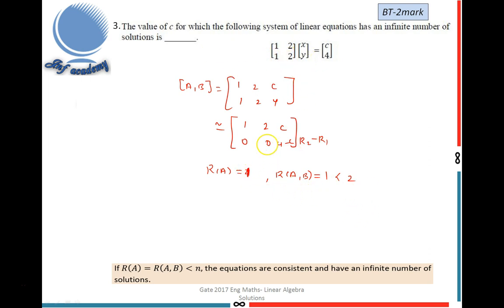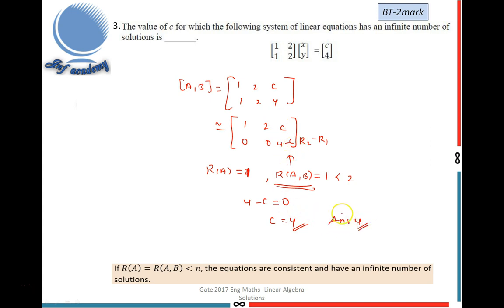So R of A equal to 1, so R of A comma B must be equal to 1. By using that condition, 4 minus C equal to 0 only. Correct answer. 4 minus C equal to 0. So finally I got C equal to 4. The final answer C is 4.